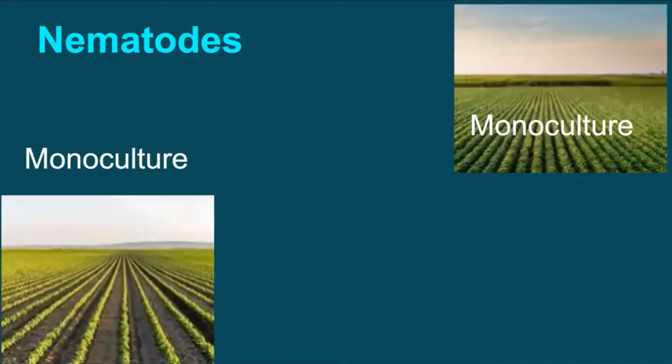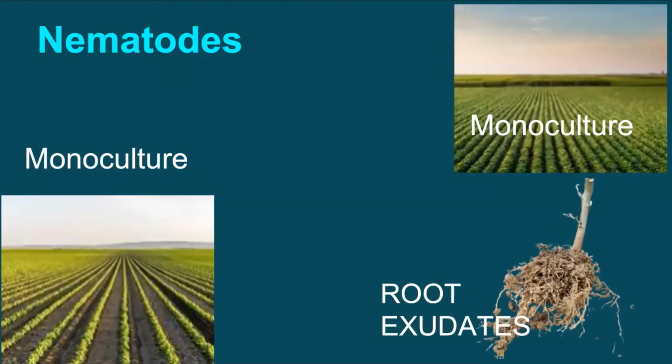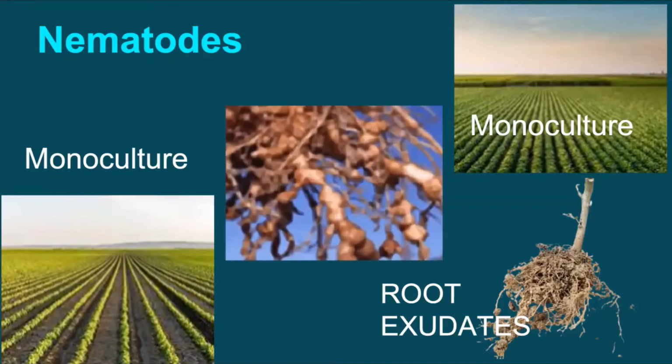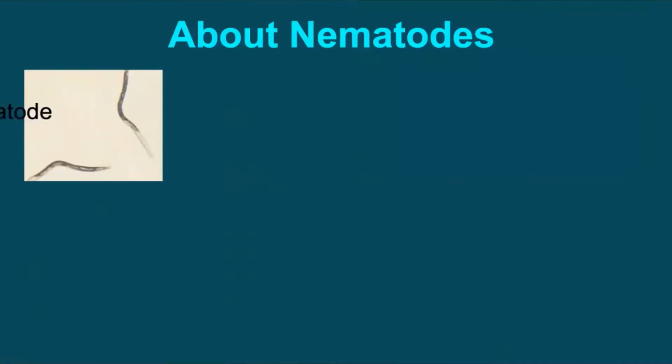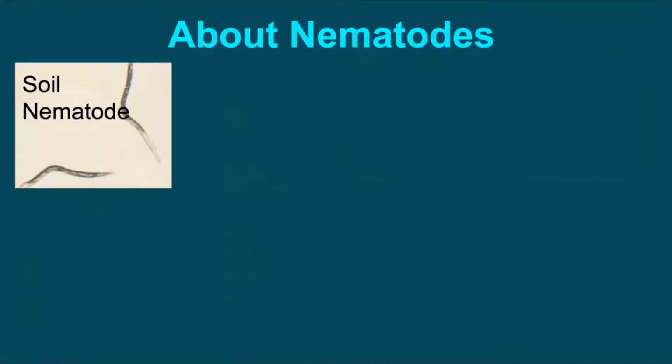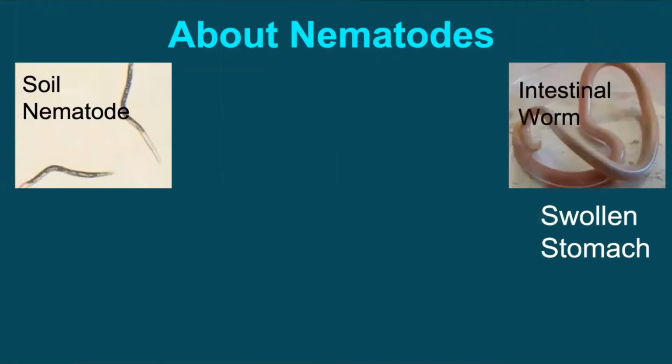Actually, in case of root parasites, root exudates play an important role. Nematodes orient to the plant roots as exudates contain up to 20% of the plant's photosynthetically made food, and therefore monoculture is one of the major reasons for nematode infestation. Even under protected cultivation, that is polyhouses, soil conditions are highly conducive for nematode infestations. Nematodes in the soil are like worms in our intestine, and the effect is almost the same.